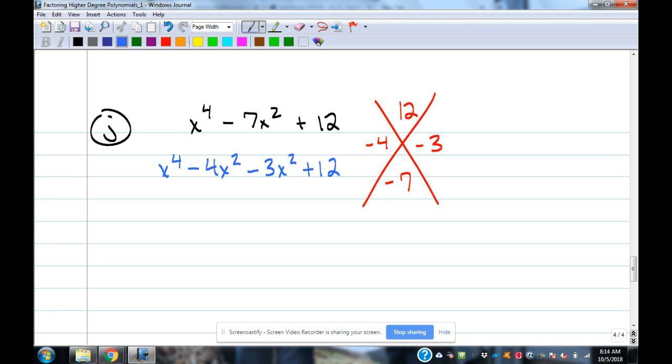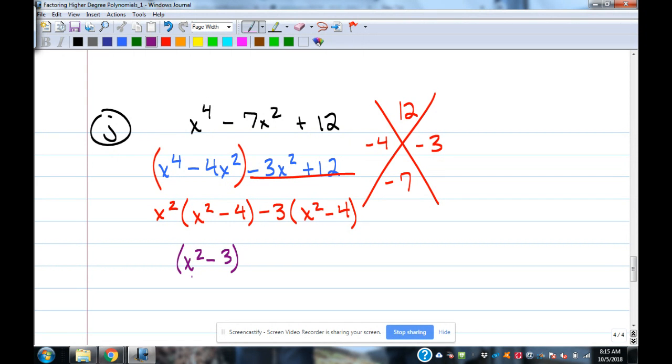And then we're going to do what? 1, 2, 3, 4 terms. Group it. What's the GCF of this first group? X squared. Leaving x squared minus 4 in parentheses. What's the GCF of that second pair? -3 leaves x squared minus 4. Notice those parentheses matched. Means I did something right.